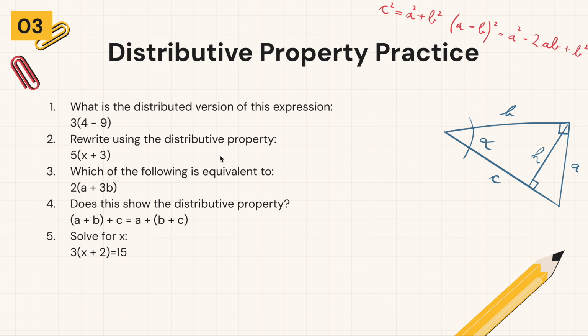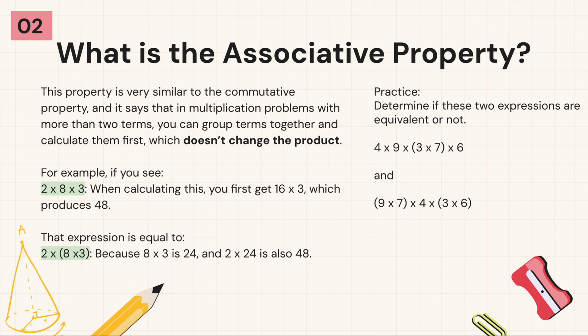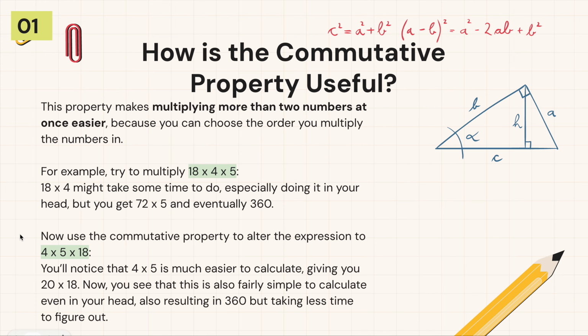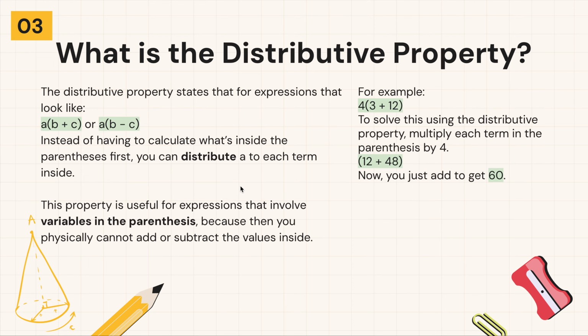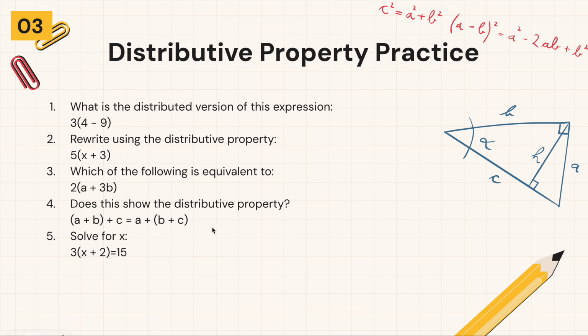That's right. Next, does this equation show the distributive property? Parentheses a plus b, plus c, is equal to a plus parentheses b plus c. Does this show the distributive property? Now, if you were paying attention, you would know that no, this in fact does not show the distributive property, because this actually shows the associative property, which is basically just grouping up these terms together, right? This reflects the idea of the associative property. This does not show the distributive property.